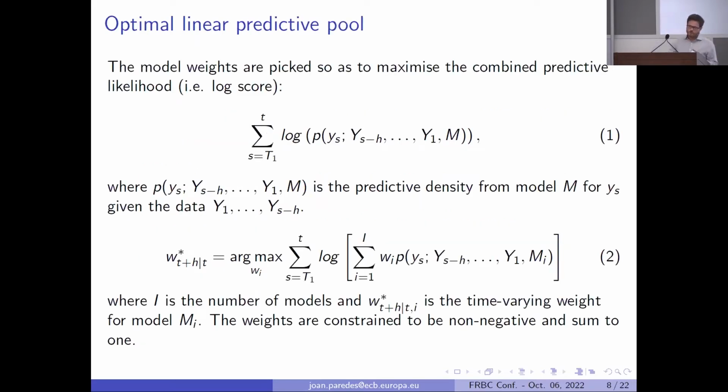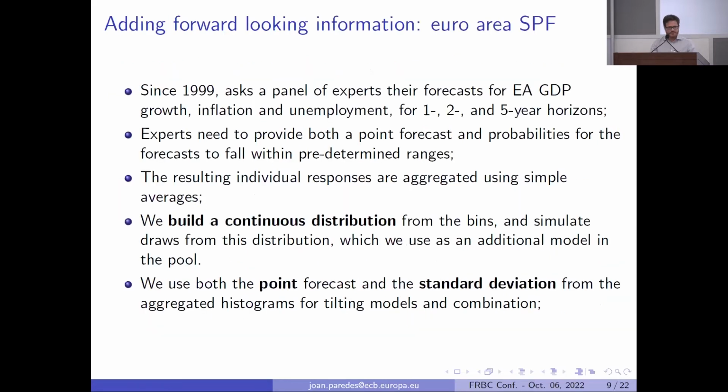So how do we combine? I'm sorry, we don't do something fancy here. We do the optimal linear predictive pool, where we find the weights according to the best combination in terms of the log predictive score criteria. Each individual model has a density function, and these density functions are weighted in order to find the single one which has the best log score. The weights are constrained to be non-negative and sum to one. This is standard.